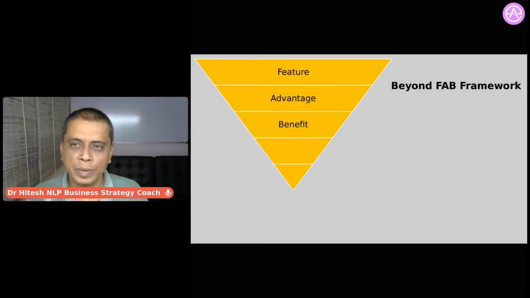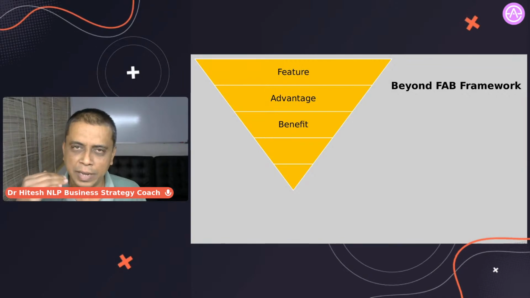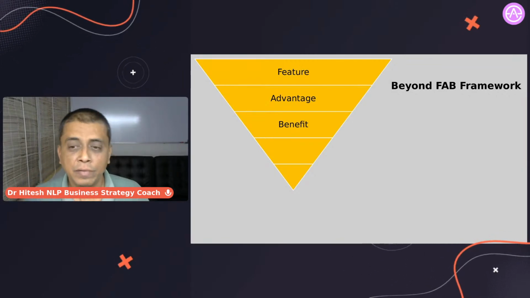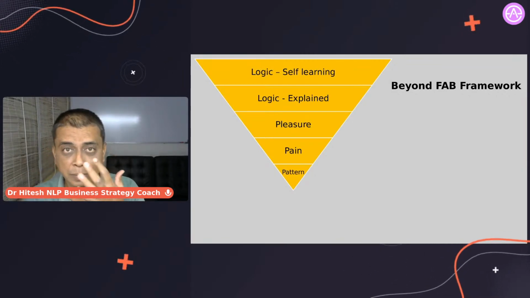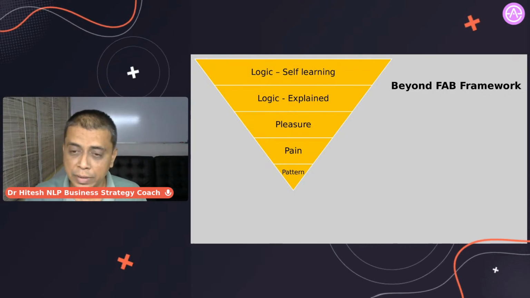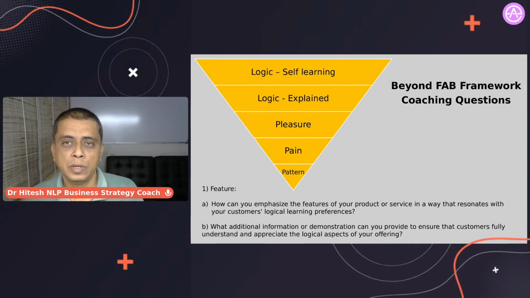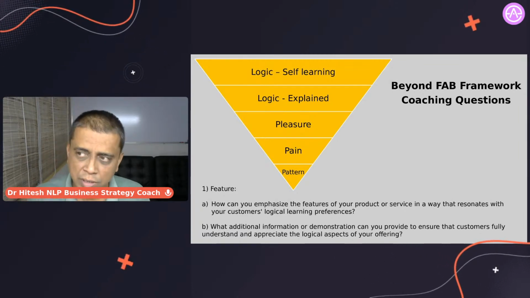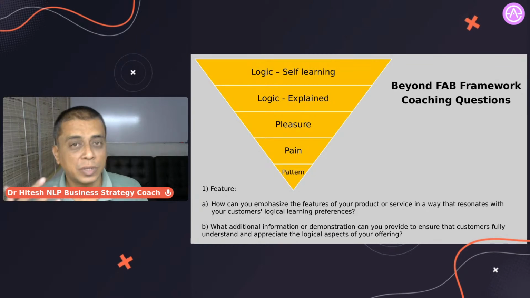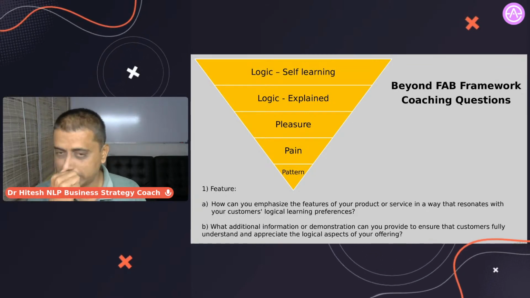We just completed two parts. First is what is the FAB framework, and we understood this framework with the help of Neuro Linguistic Programming, the NLP way. And now we are going to discuss the implementation part of that. So I am asking you to generate three answers for each of the questions I am going to give you.